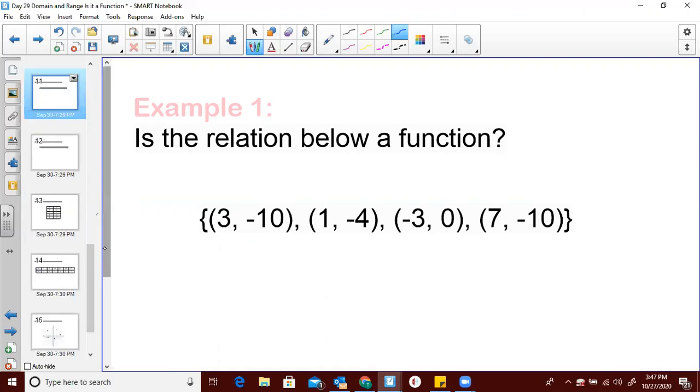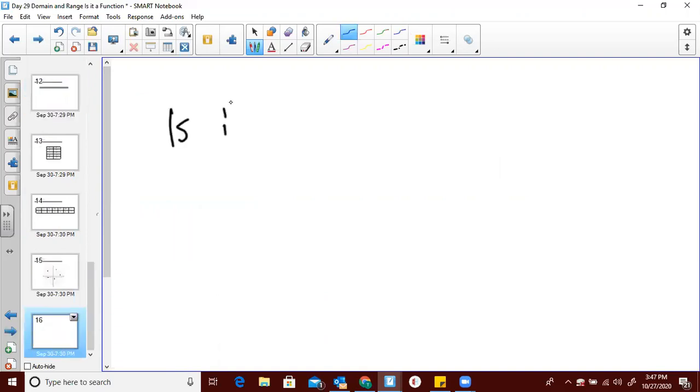All right, so this is the third topic of today. I guess really the second. No, it's the third. So is this a function? So real quick, I want to talk right here. Is it a function?